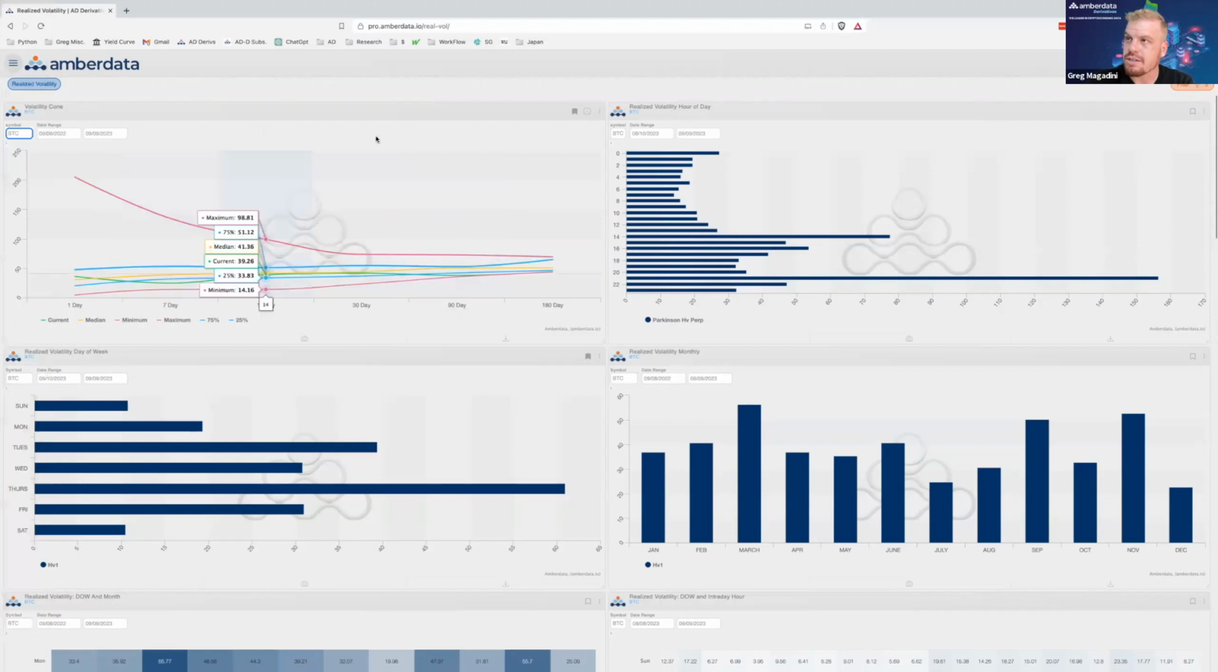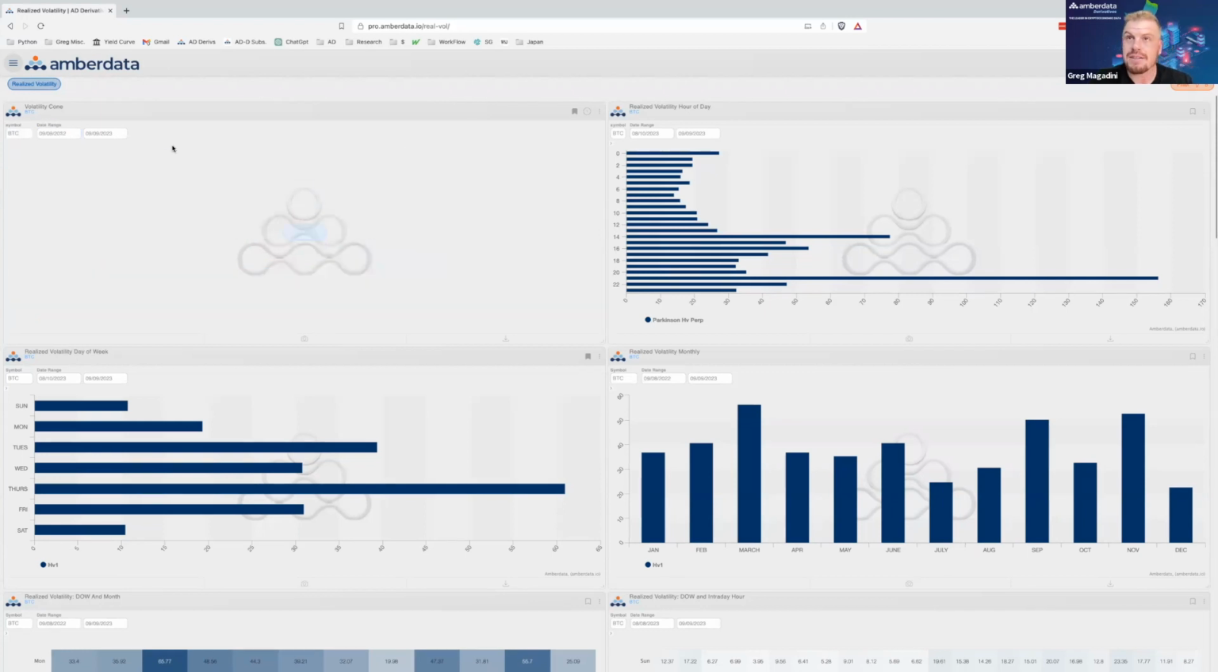Our first chart here on the left-hand side is the realized volatility cone. What's great about this is it shows us the distribution of realized vol in quartile manner for each measurement window. The x-axis shows the measurement window we're looking at, so 14 days of realized vol, 30 days of realized vol, and so on. And then we can see the distribution over the date range.